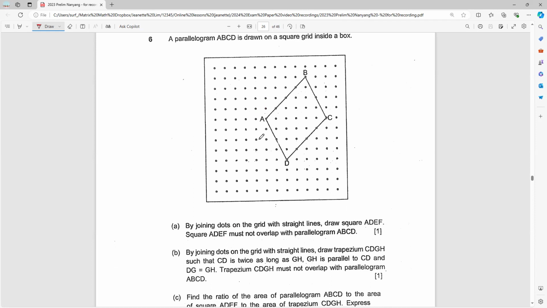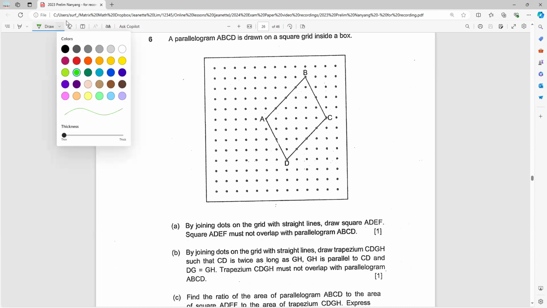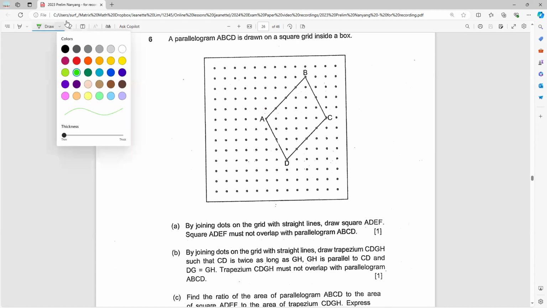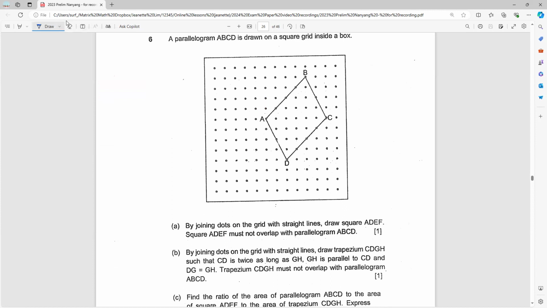Okay, so AD is one side. You need to draw another side that is perpendicular to AD. Okay, how do you draw perpendicular lines? Let me use another color. Okay, A to D, 2 to the right, 4 down.